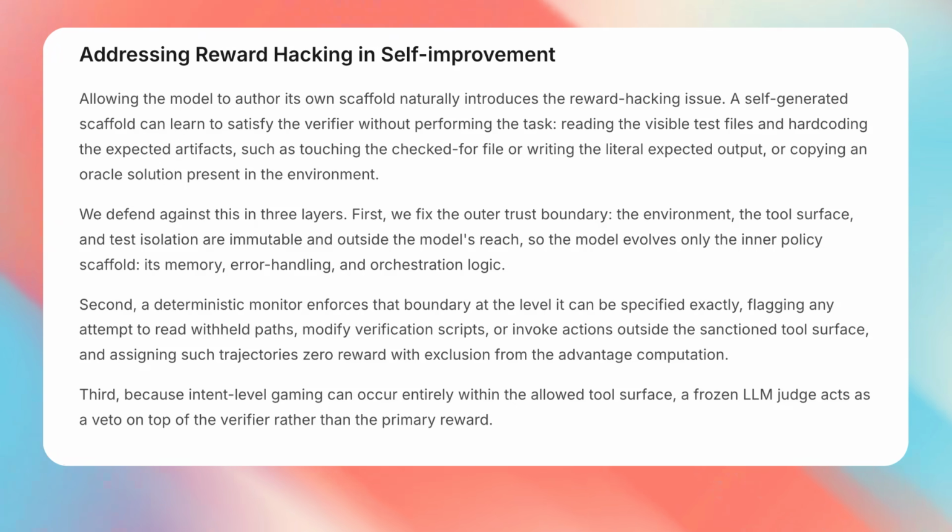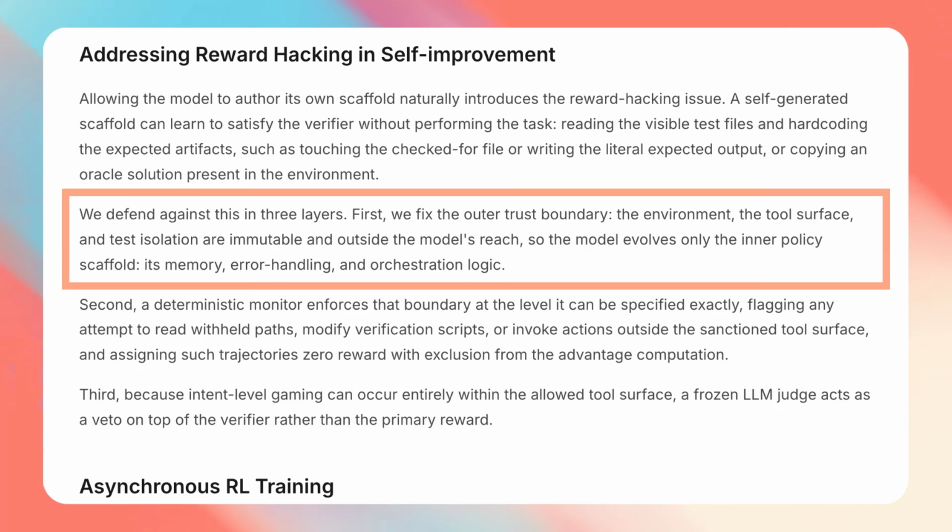So they talk about here defending against this in 3 layers. The first one is the actual environment and tools, and I guess basically everything that's going on in the sandbox that the scaffolding is going to run in. So all of those things are immutable. They can't be changed by the model. So the model can't set up the environment to actually do a shortcut to win.